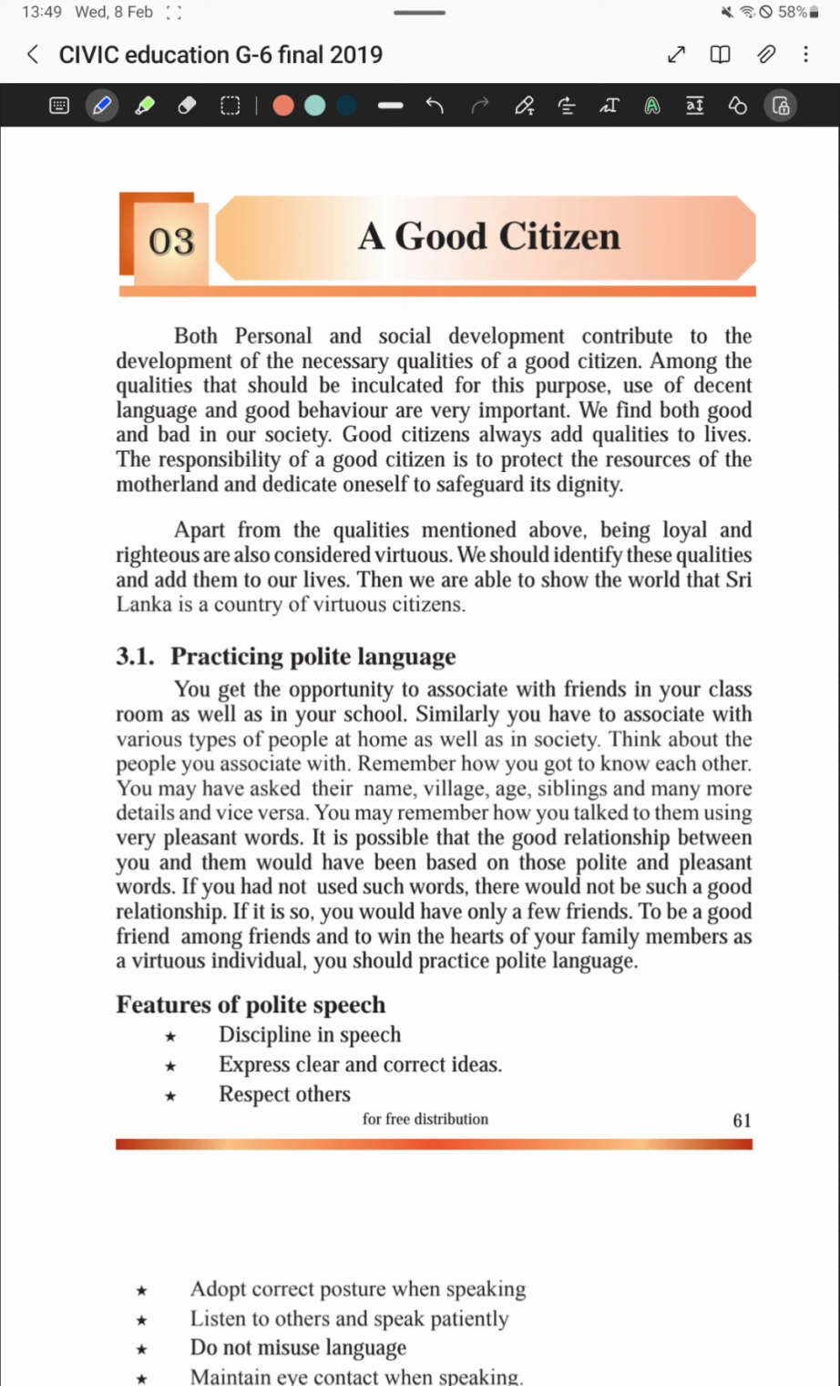According to your note, your reading book, I'm going to do everything concerning this book only. Both personal and social development contribute to the development of the necessary qualities of a good citizen. Among the qualities that should be inculcated, right? Nice word, inculcated, a special word. You must know about that one well. You must get your dictionary in your hand and listen to this video.